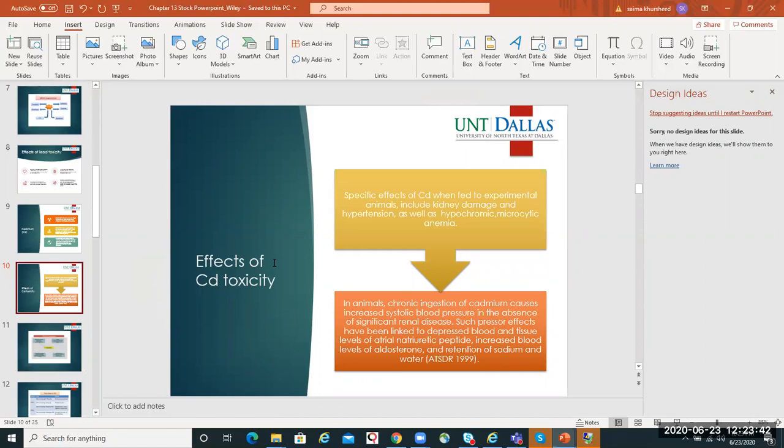So the specific effects of cadmium toxicity in experimental animals include kidney damage and hypertension, as well as hypochromic microcytic anemia. In animals, if there is chronic ingestion of cadmium, it causes increased systolic blood pressure in the absence of significant renal disease. Such pressure effects have been linked to depressed blood and tissue levels of atrial peptide, increased blood levels of aldosterone, and retention of sodium and water.